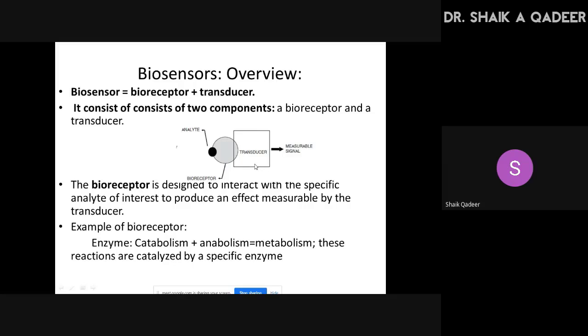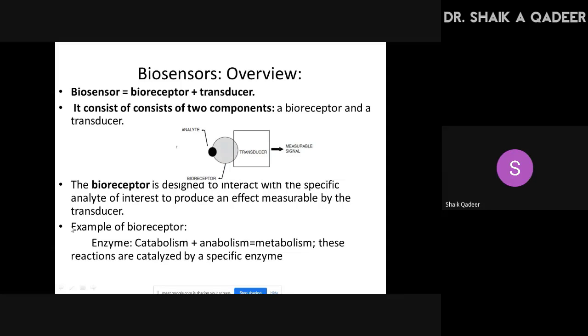The principle of sensing is very simple. The first part converts the applied sample into some measurable chemical form, and that is taken care of by the bioreceptor. The measurable chemical parameter is then converted into a measurable, mostly electrical, signal by the transducer. So the transducer is doing the transduction operation. Hope everybody understands the block diagram.